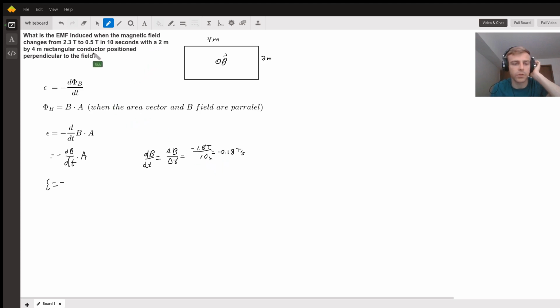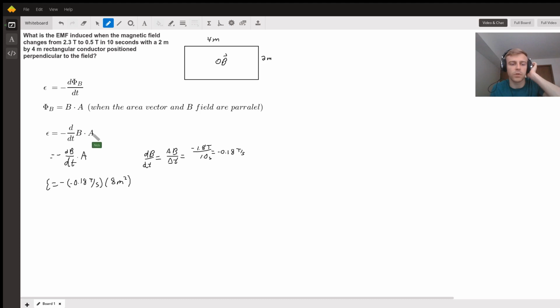The area is just 2 by 4, so 8 meters squared. So you end up with negative times negative 0.18 T per second times 8 meters squared. And it turns out that the units of that is voltage, volts. And you'll see that it'll be positive because we have the negative canceling. It's negative once again because you're reducing the B field. The B field is decreasing.